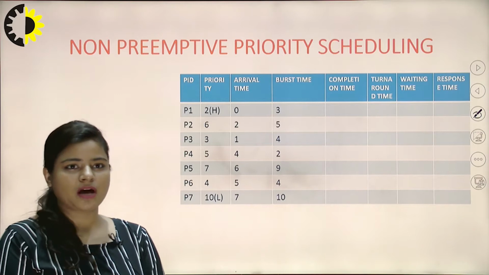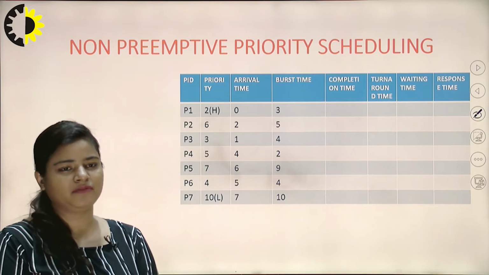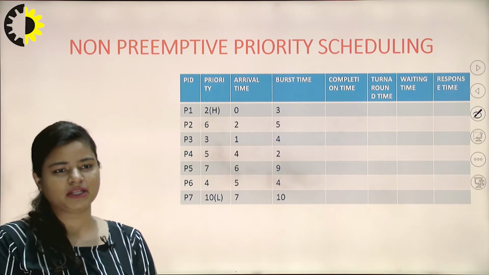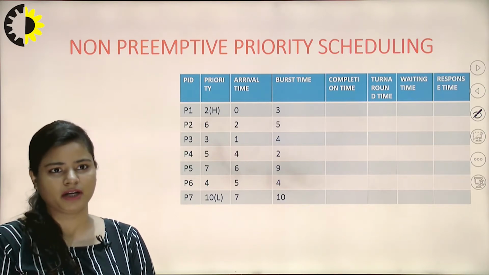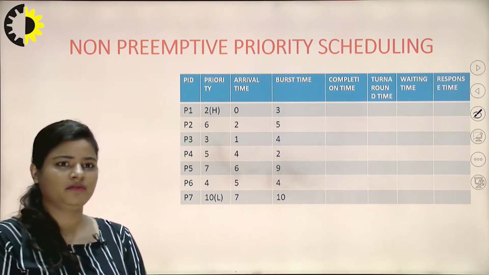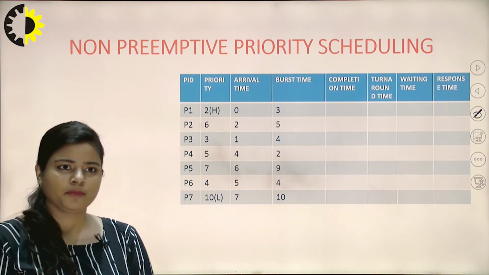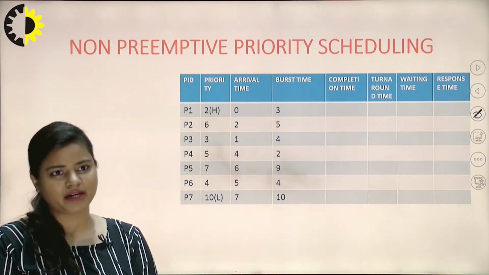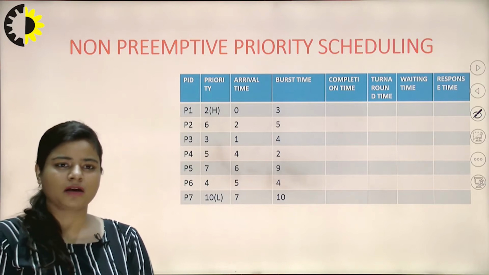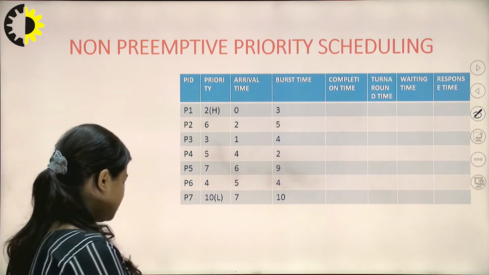These processes also have arrival times. The arrival times are not in the sequence of P1 to P7. We can see that P1 arrives first at time 0, and P3 arrives at time 1. Again there is no sequence of P2, P3. The order of arrival is P1, P3, then P2, P4, P6, P5 and then P7. According to arrival time, they also have burst times, and the burst time is different for each process.